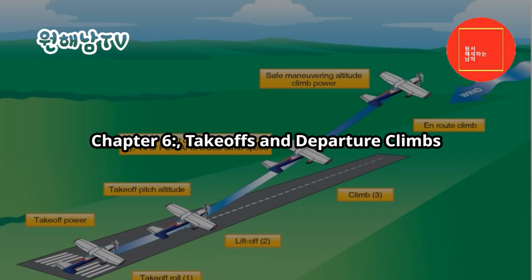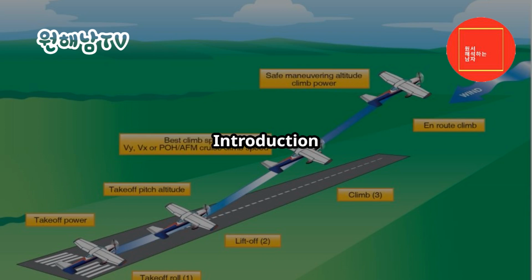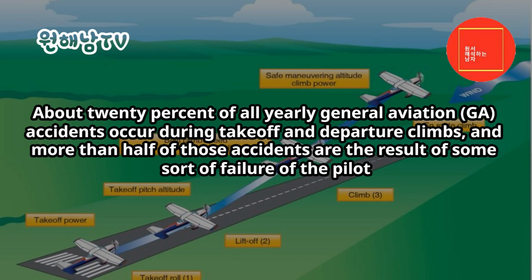Chapter 6, Takeoffs and Departure Climbs. Introduction. About 20% of all yearly general aviation (GA) accidents occur during takeoff and departure climbs, and more than half of those accidents are the result of some sort of failure of the pilot.